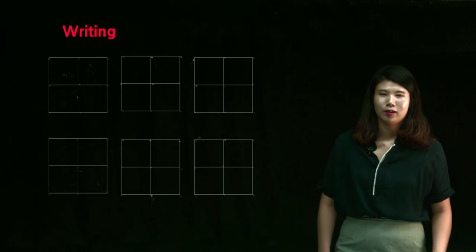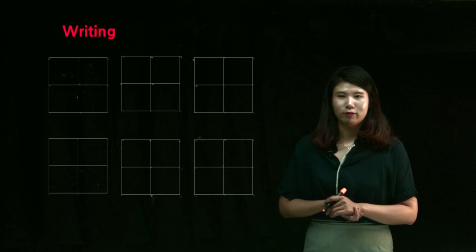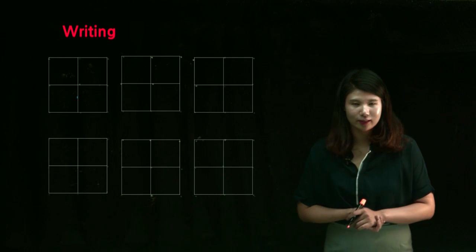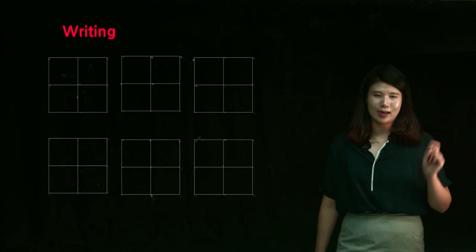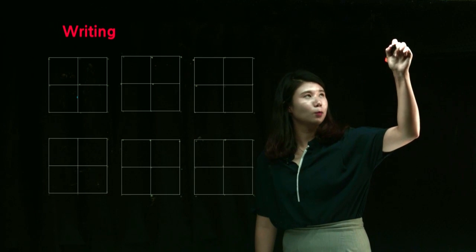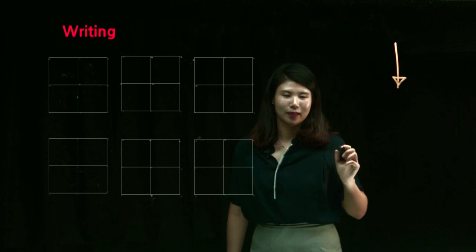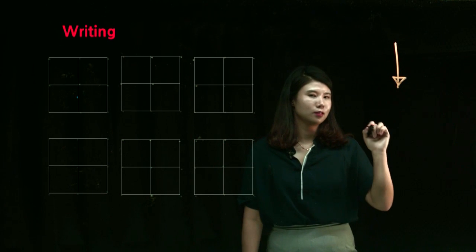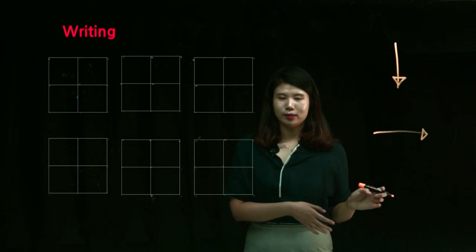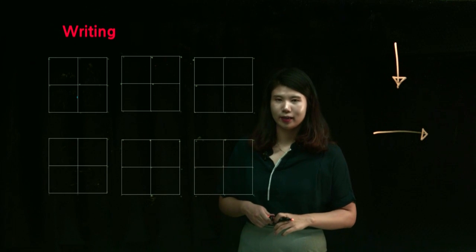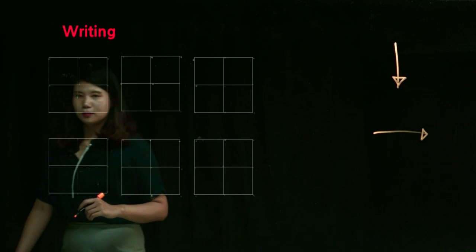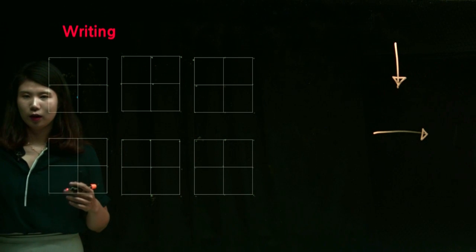Yay! Now we are going to try writing Hangul, and I hope you remember the two things I told you to remember when writing Hangul. Okay, the first one was always write top to bottom, and the second one was left to right. Okay, remember these two and you will be writing Korean perfectly. Okay, let's try writing a few letters.